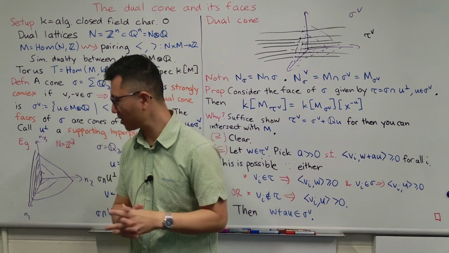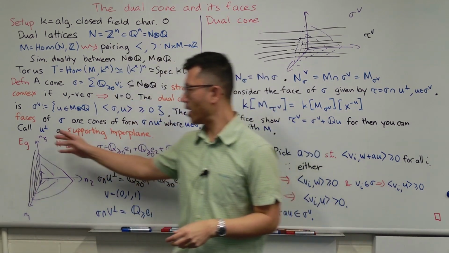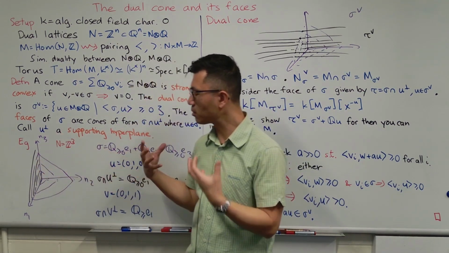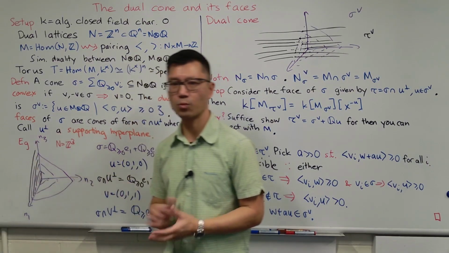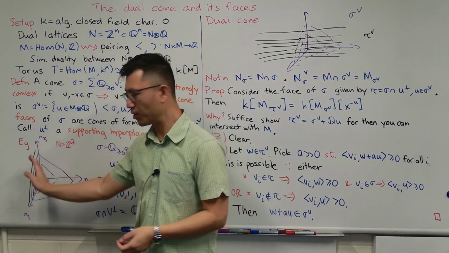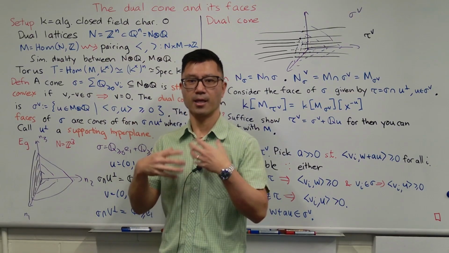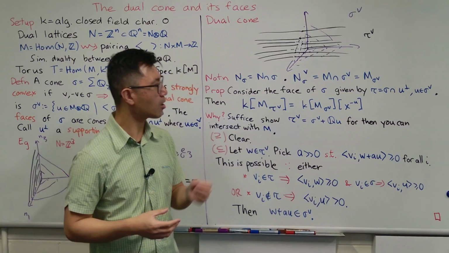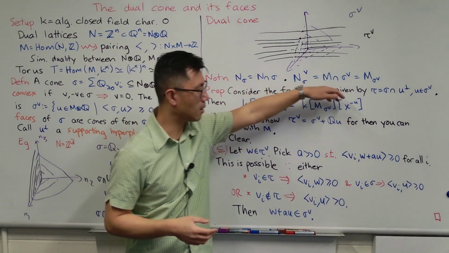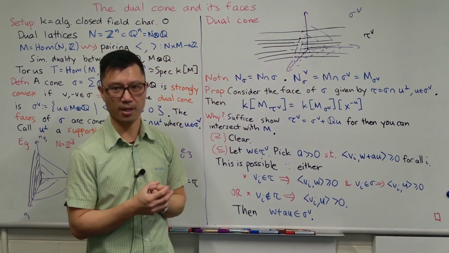So let me just highlight this because this is really nice. Here you have a picture that describes for you a cone, and you have a face here as well. And the idea here is that if you take a face, in terms of the corresponding affine toric variety, that corresponds to taking this principal open subset.